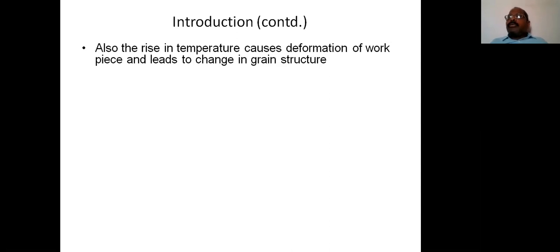Understand or not? Whenever temperature increases, it causes expansion of that particular metal. Because of that increase in temperature, what happens? The deformation of the workpiece takes place. Because of the deformation of the workpiece, what happens? Dimensional stability is not obtained.